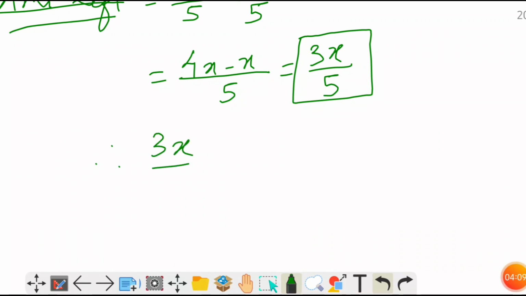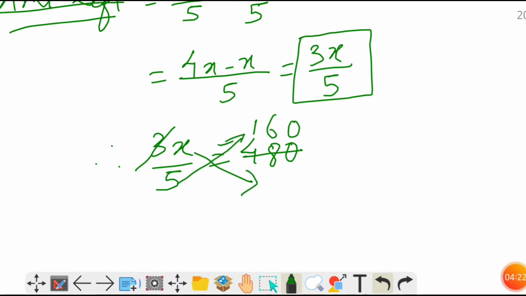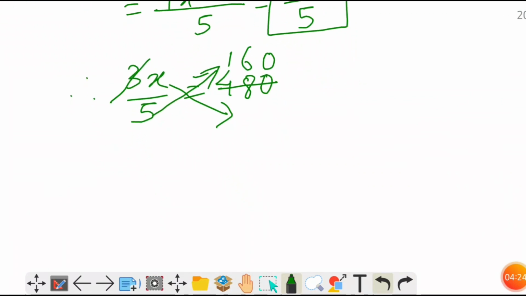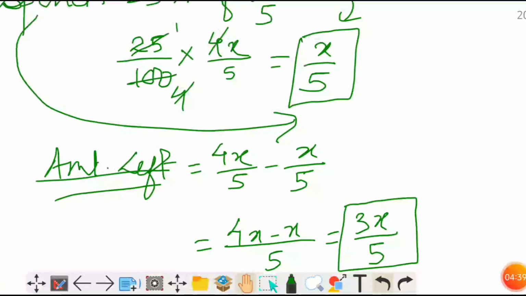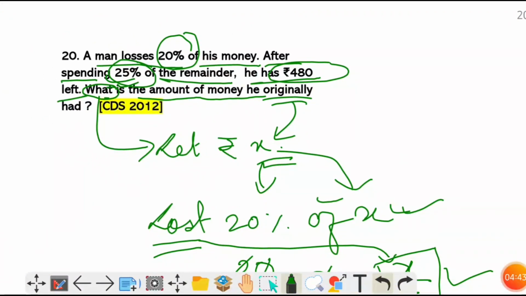So 3x upon 5 equals 480. Now we can cancel out 480 by 3. So 3 ones are 3, 3 6s are 18, and 0. Here we'll cross multiply. X into 1 is x, equals 5 into 160. That is x equals rupees 800. So the original amount was rupees 800. So here in this question, by using this amount rupees 480, we found the original money he had.